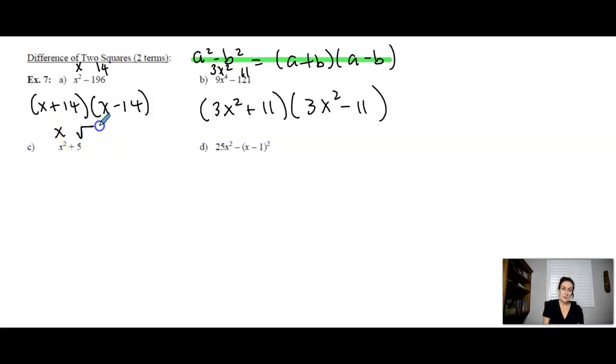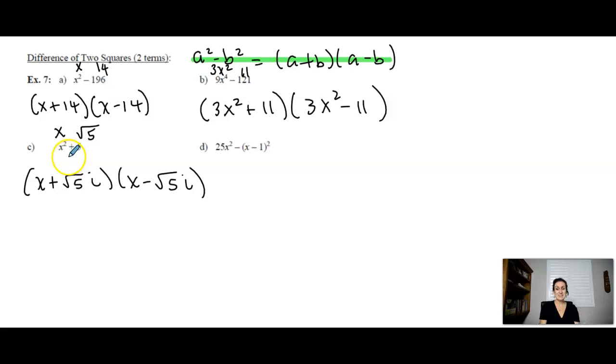And this is going to be the square root of 5 times the square root of 5 is 5. Because it's an add, you're going to get x plus root 5i and x minus root 5i for the difference. I guess it's not difference, for the sum of squares. Looking at D, 5 times 5 is 25, and x times x is x squared, and you have x minus 1 twice. So your B part is going to be just x minus 1. So here's your A and here's your B.